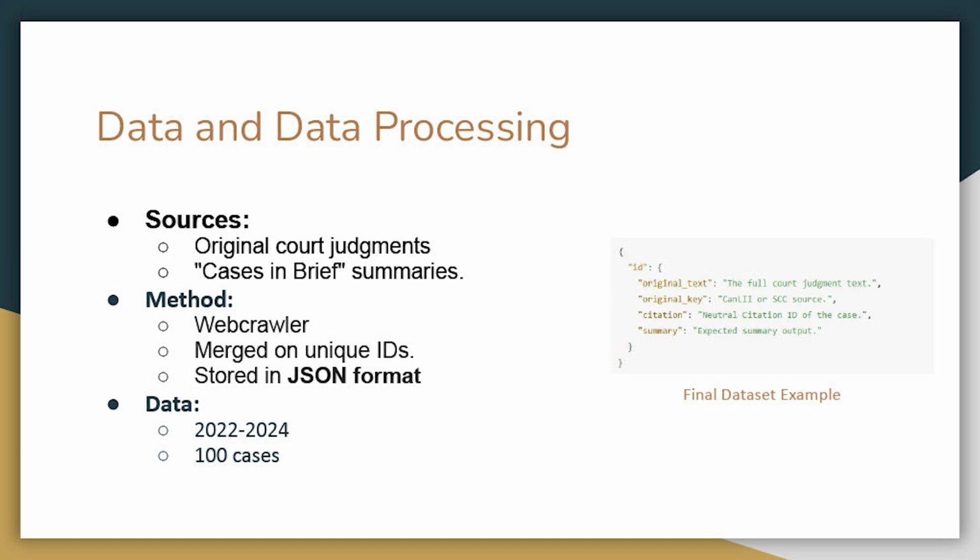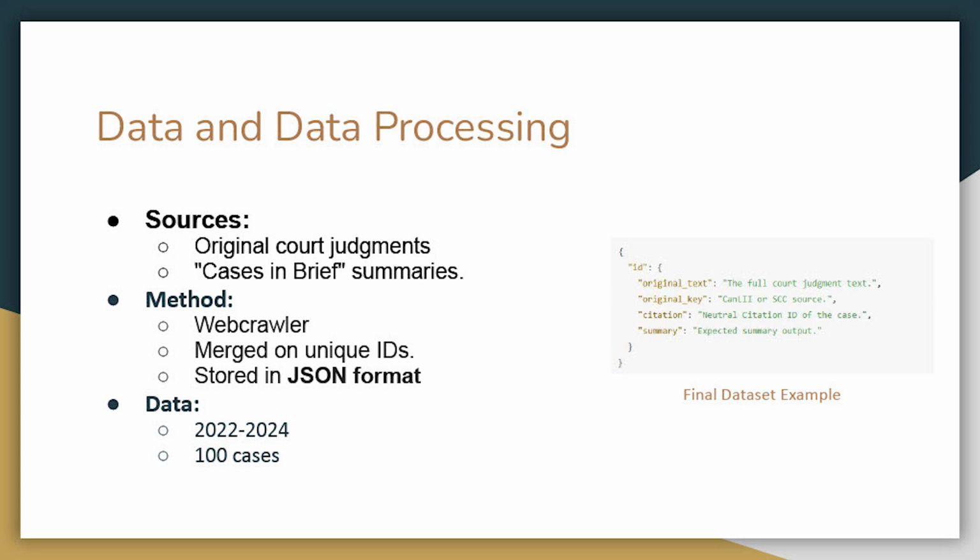Our data comes from two sources. Our input comes from the Canadian Legal Information Institute, which published the original court judgments, and our ideal output comes from the Supreme Court of Canada, which provides case summaries called cases in brief. We use a web crawler to download data from these two sources and store them in a JSON file.